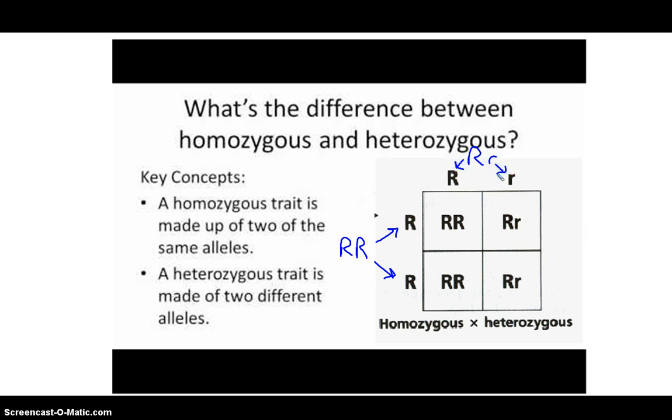And if you had a homozygous by heterozygous cross, then we would end up with two individuals that receive the dominant big R gene from both parents and would remain homozygous dominant. But we'd have two individuals that would get the recessive allele from one parent and the dominant from the other, and they would be heterozygous for that trait. So again, just keep those in mind as we go through. Homo, the prefix, means the same. Hetero means mixed or different.